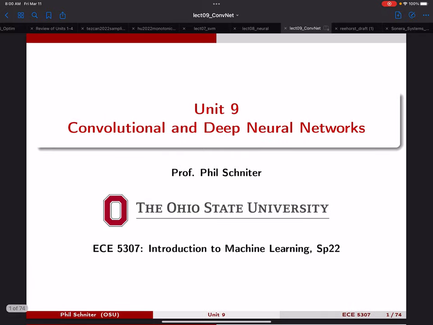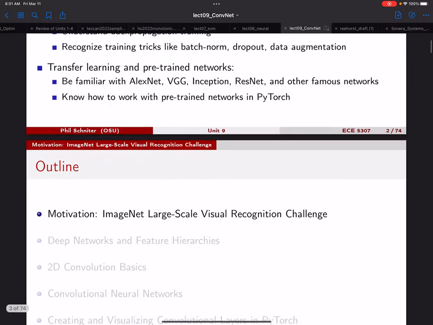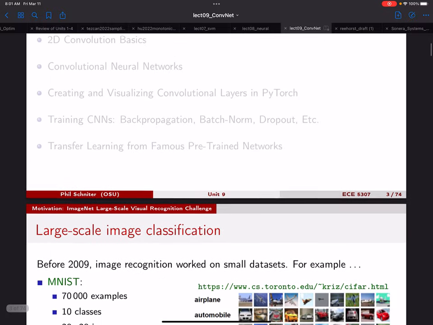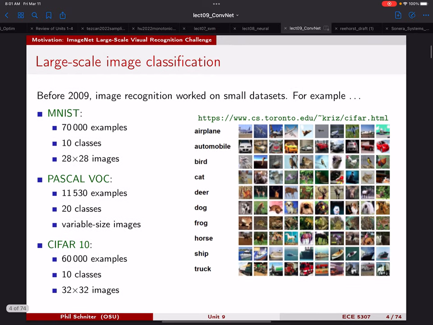Okay, good morning. So I'm going to start the unit on convolutional and deep neural networks. And this one will take us a little bit longer than some of the other ones. We have a lot to talk about. Okay, so we're going to start talking about data sets, actually.